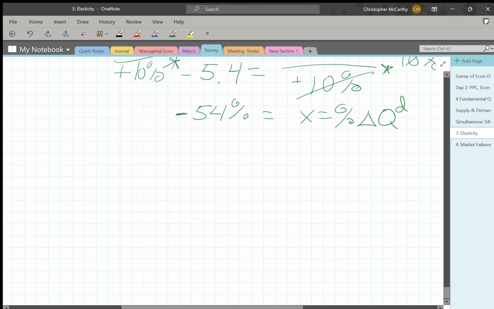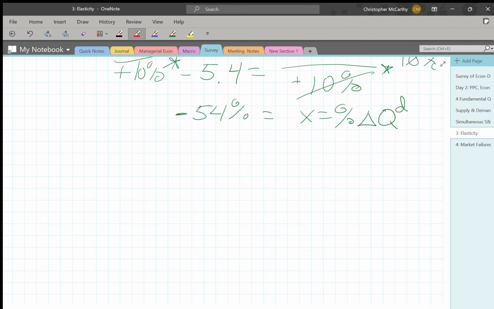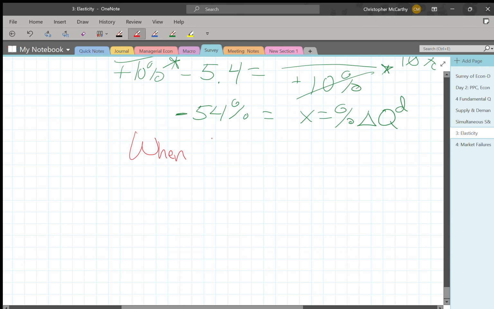So what is this saying? This is telling me that when the price of Y increases by 10%, the quantity demanded of my good X decreases by 54%. So what kind of good is this?